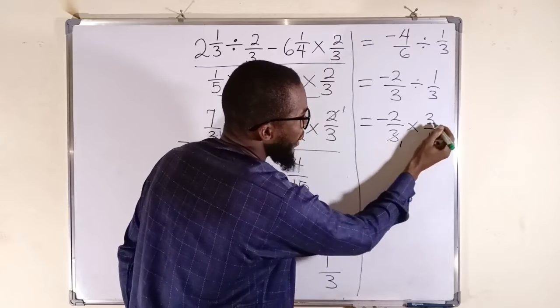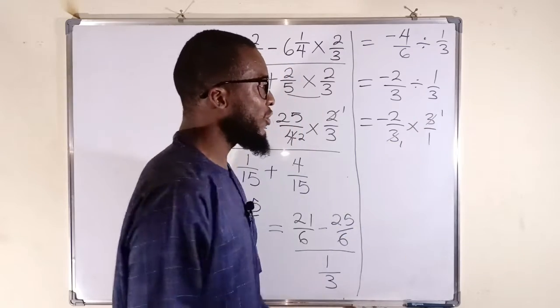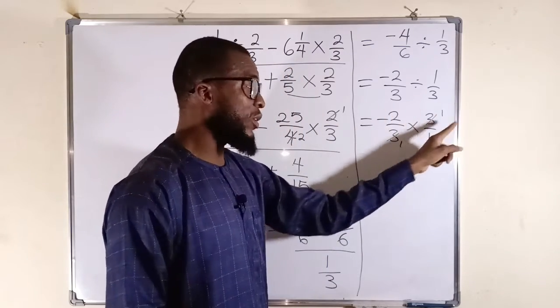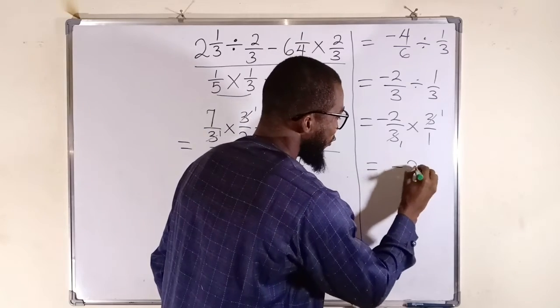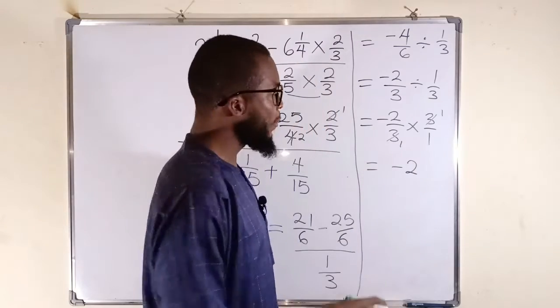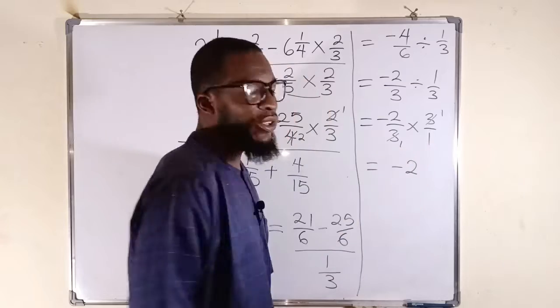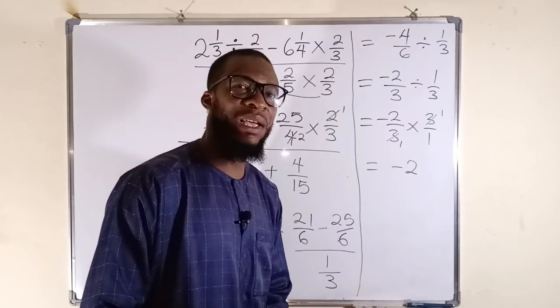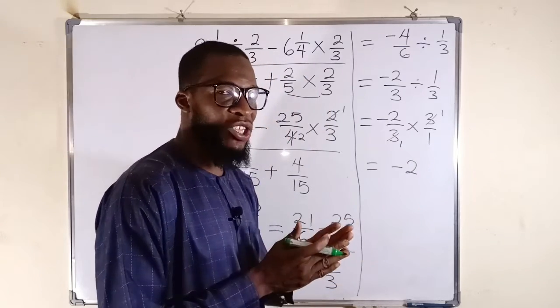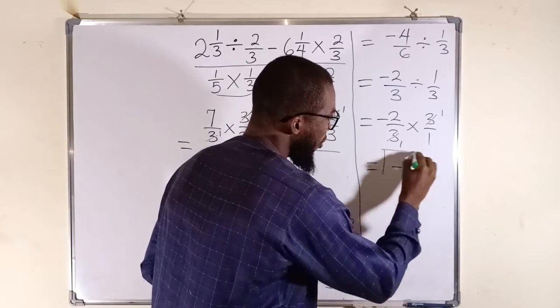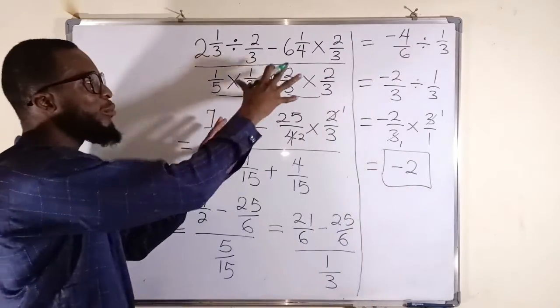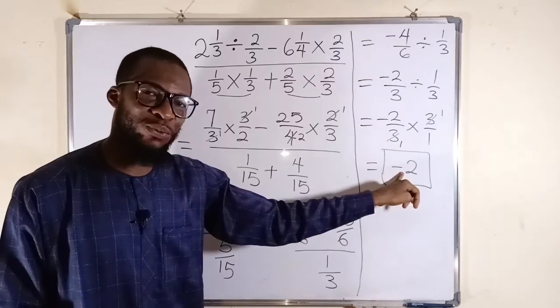3 into 3 one time, 3 into 3 one time. So to the top we have negative 2 multiplied by 1, which is still negative 2, divided by 1 times 1, which is 1. You don't have to divide by 1 because dividing by 1 will not change anything. Therefore, the whole of this fraction, if simplified, will result to negative 2.